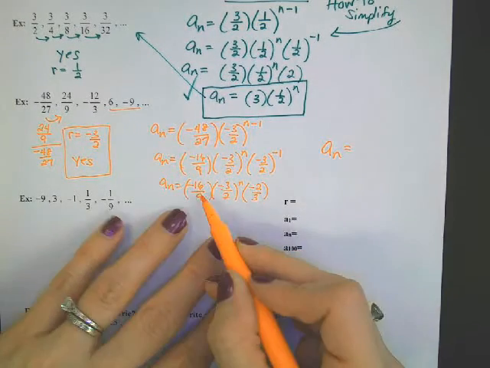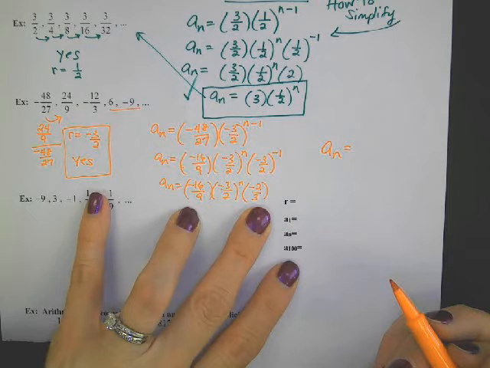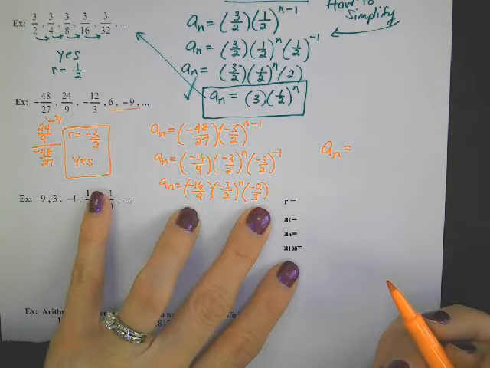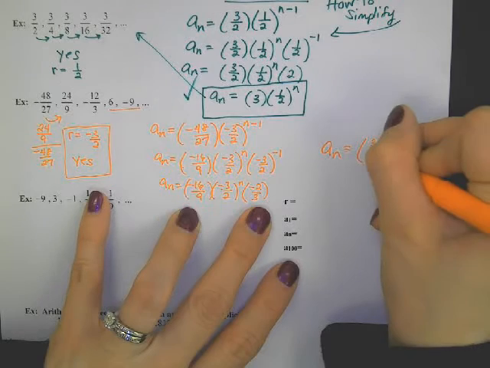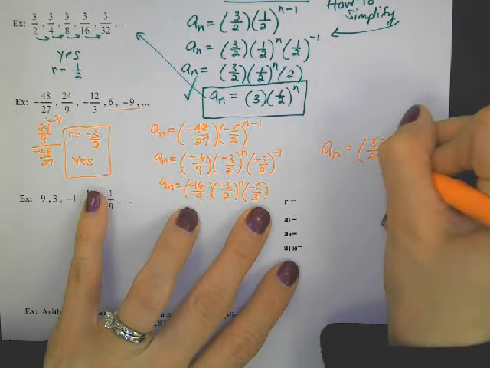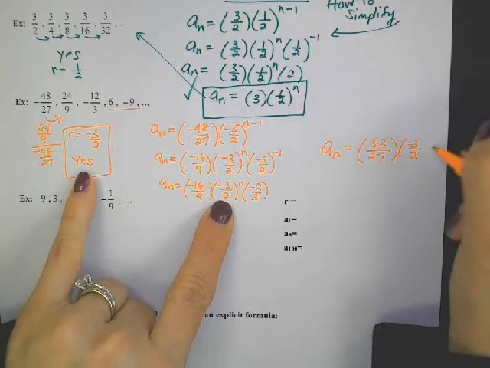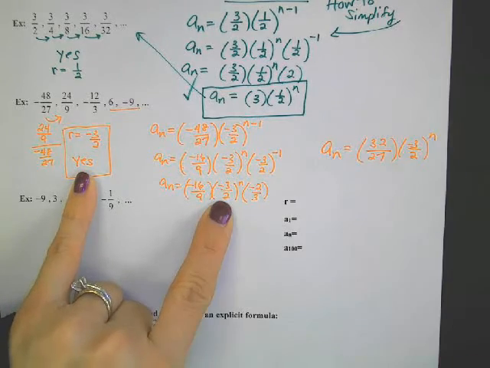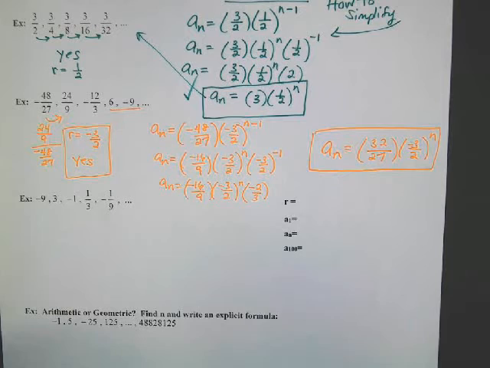Okay, I'm going to put the answer over here. A sub n equals, we have to take this number times this number. So that's going to make a positive 32/27. Then we have negative 3/2 to the power of n. So you may have to do some fraction work there and clean things up a little bit.